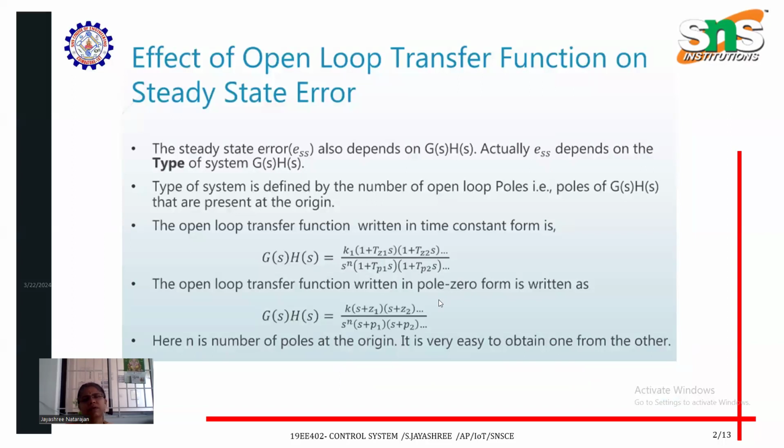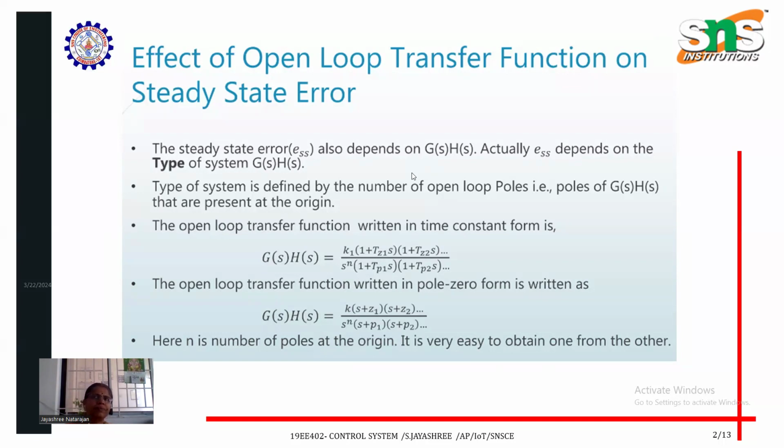Now, the effect of open loop transfer function on steady state error. Open loop transfer function means there is no feedback. The steady state error ESS also depends on G(s)H(s). Actually, ESS depends on the type of the system and the order of the system. Both depend on the number of poles, but the type of the system denotes the number of poles at the origin. If the number of poles at the origin is 2, the type number is 2. If it is 0, it is a type 0 system.